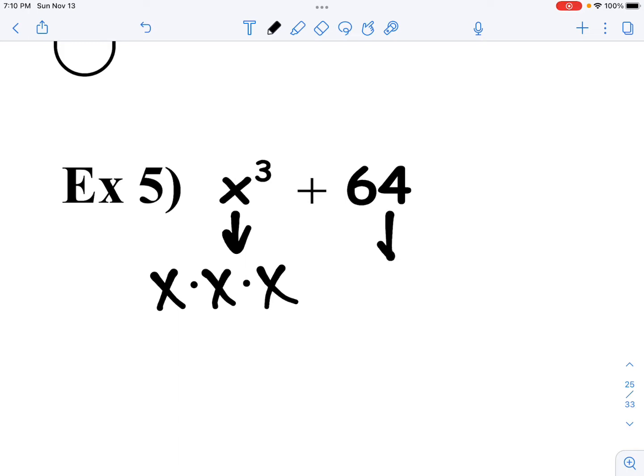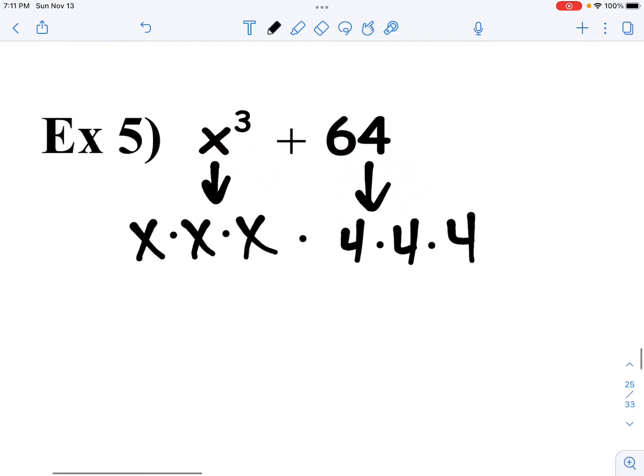And 64, can you take a guess? If you're not sure what it is, grab your calculator. You might be thinking 8. 8 times 8 is 64, but that's not a group of 3. 64 is actually 4 times 4 times 4. And I'm going to keep a times in the middle here. So I've uncubed this number, and I've uncubed this number.